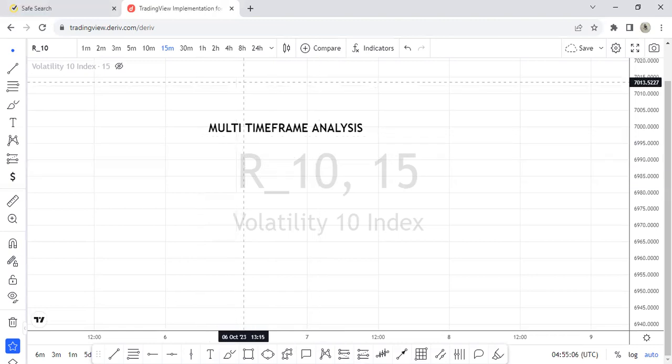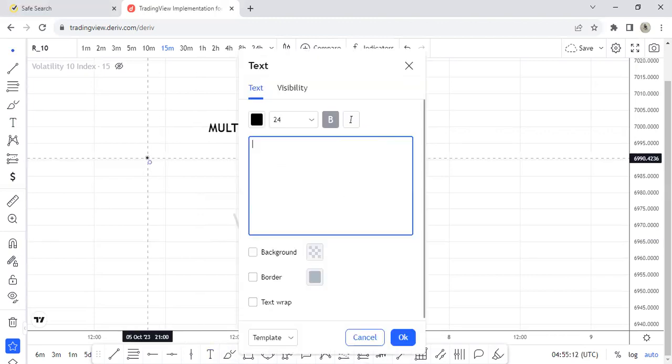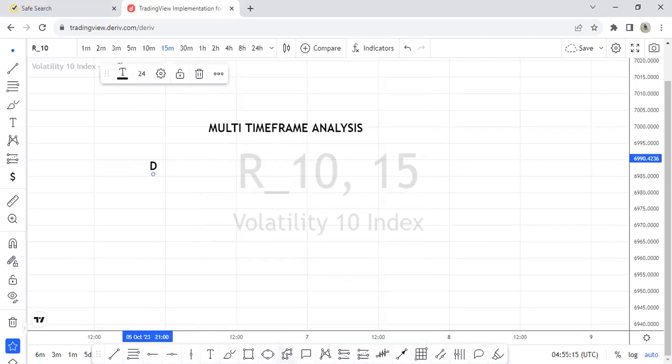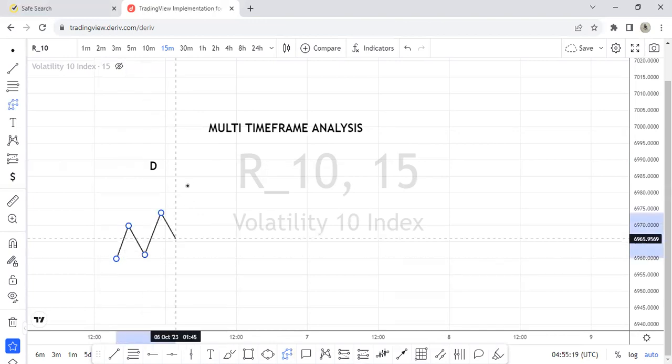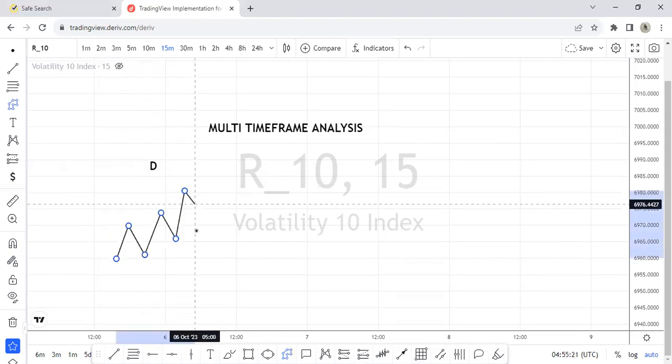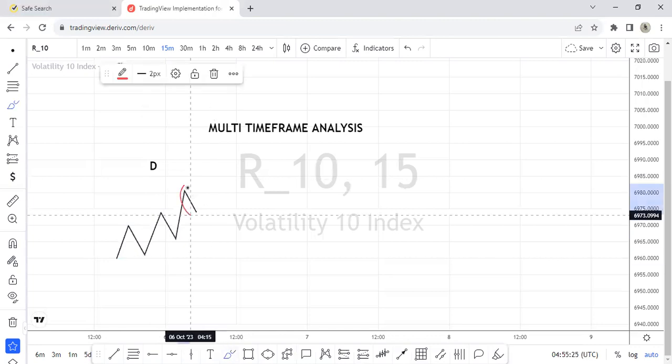For instance, you can look at your daily chart. This is your daily now. Your daily can be giving you a bullish structure. The market is making higher highs and higher lows. And inside this retracing leg here, you can see the 1 hour giving something different.